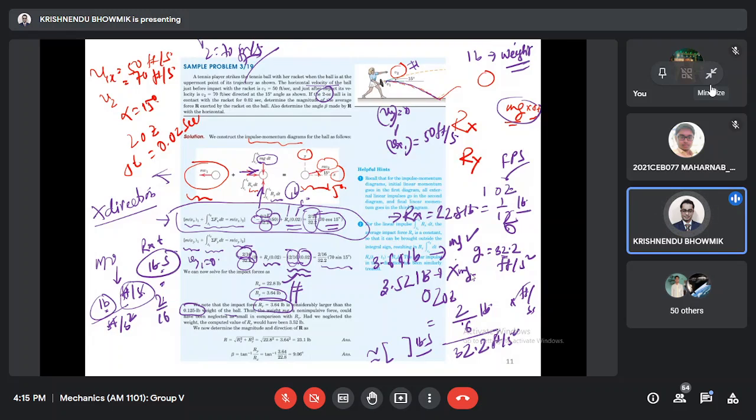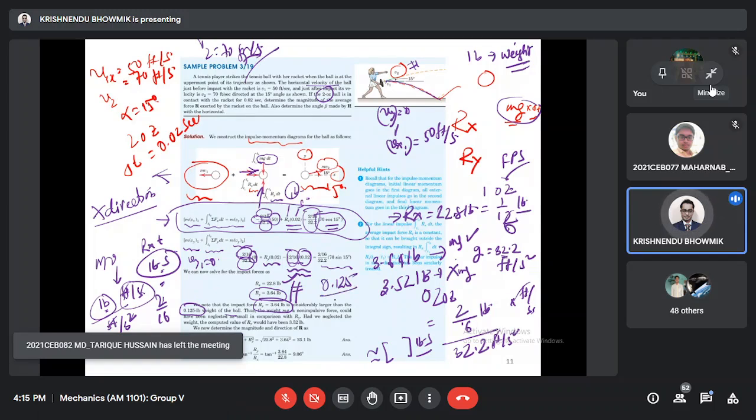That means due to this impulsive force, Rx was 22.8 pound and Ry was 3.64 pound, which is considerably larger than the weight of the ball, that is 0.125. Let me check the ratio, because what is this? It will be only a subtraction between these two, correct? And that will be multiplied with time. Actually, this impulsive force will be subtracted. So let me check how much value this is compared with Ry.